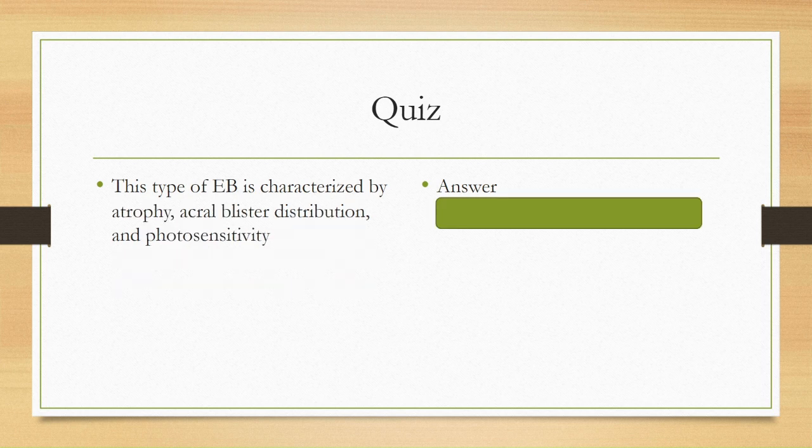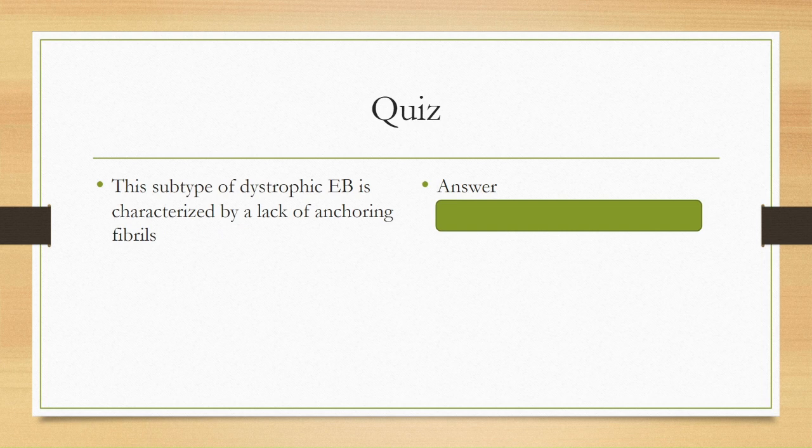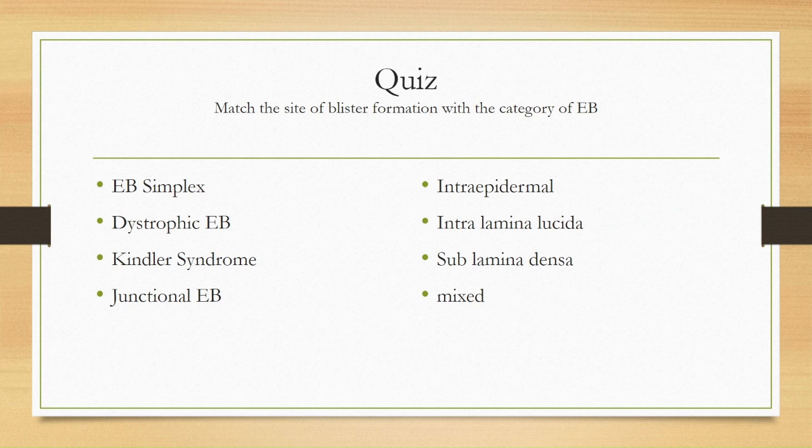Now, if we have EB that's characterized by atrophy, acral blisters, and photosensitivity. Remember that photosensitivity is your key here for Kindler syndrome. The subtype of dystrophic EB that is characterized by a lack of anchoring fibrils. So remember back to that photo I showed you where there was some anchoring fibrils, there was completely retained anchoring fibrils, and there was no anchoring fibrils. Which one would that be? You're right, recessive dystrophic EB.